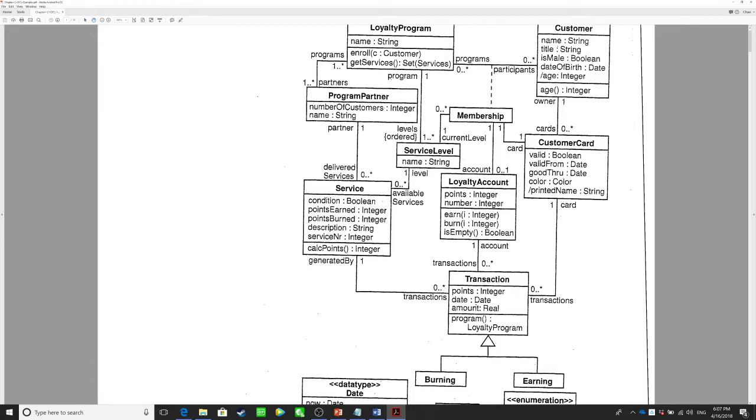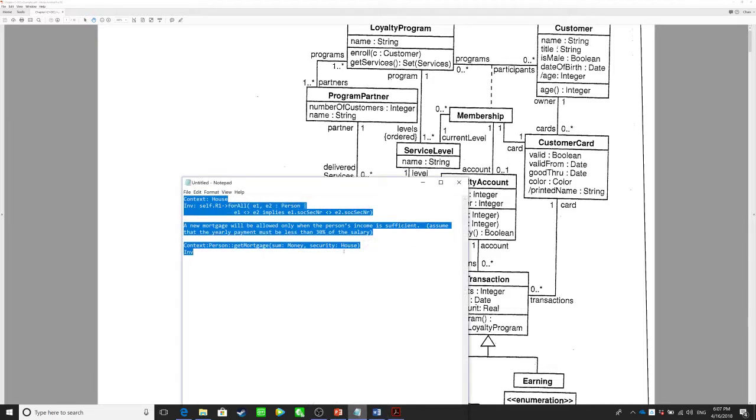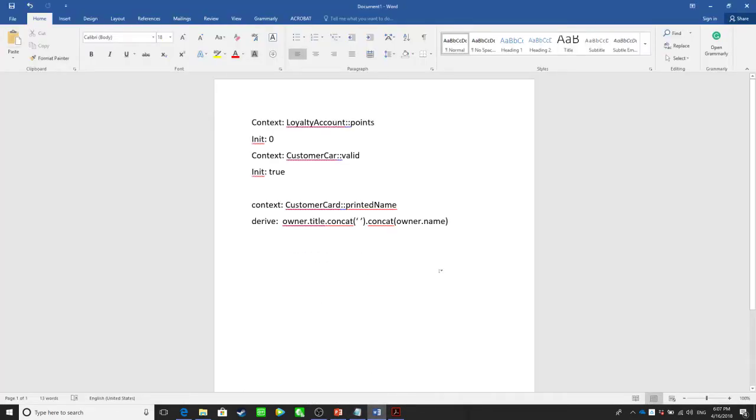We can specify query operations with OCL as well. Let's see how we can do that. Then we need to introduce another keyword, called body. Right now what we want to specify is that get service will return all the services offered by all the program partners in the program. Because in one loyalty program we have a lot of partners, and partners have a lot of services.